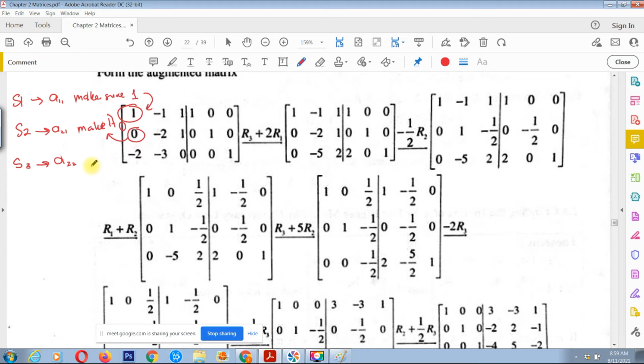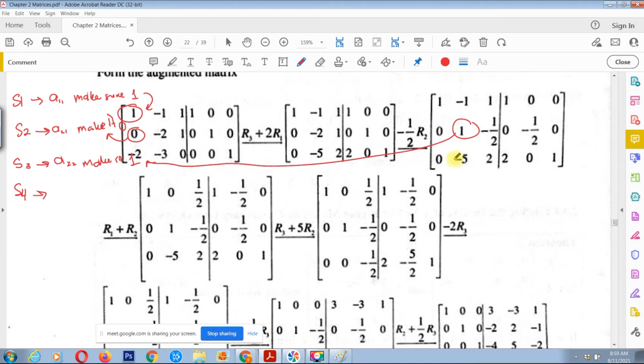A22. Make it 1. Make it 1, like this. Okay. Step 4. Okay, step 4. After step 4, we make sure this is 0. This 0 or this 0.